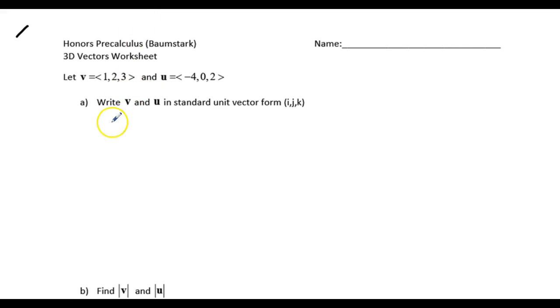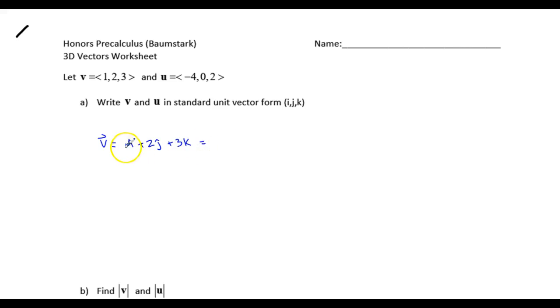Okay, the first question here is just to write these things in standard unit vector form. So this is really just another way of writing these in component form. So the first one's going to be vector v, and then here it's just going to be 1i plus 2j, put little hats over these i's to indicate that they're vectors, plus 3k.